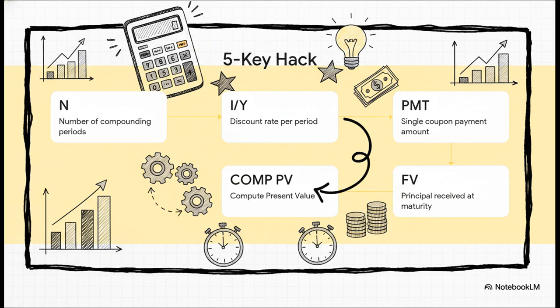Oh, and remember the classic exam trick? For semi-annual bonds, you absolutely must double the years to get N and cut the annual coupon and annual yield in half for PMT and I/Y. Master this, and you're saving minutes on every single pricing question.